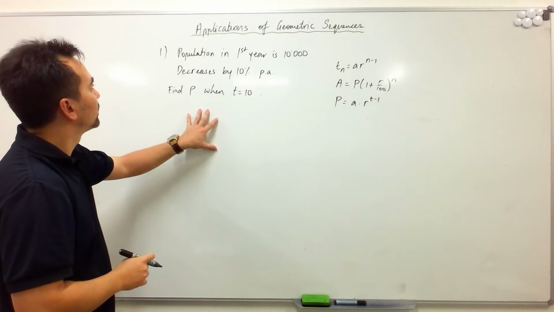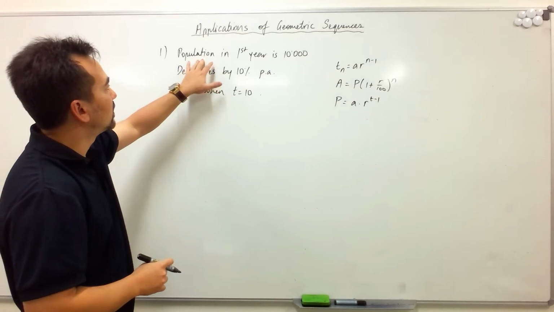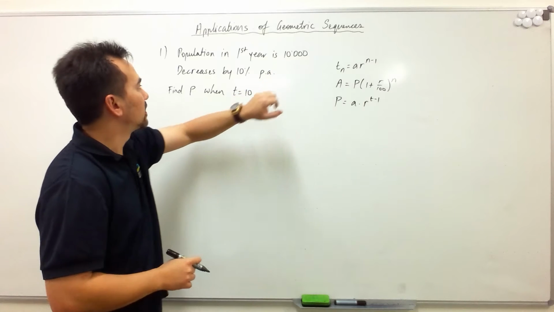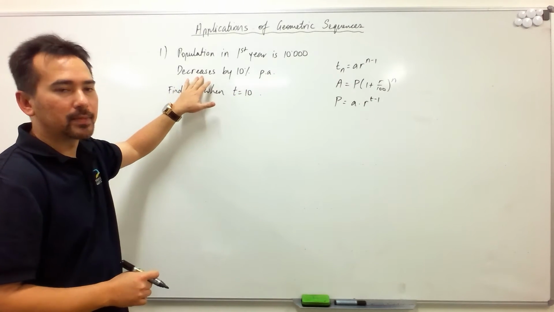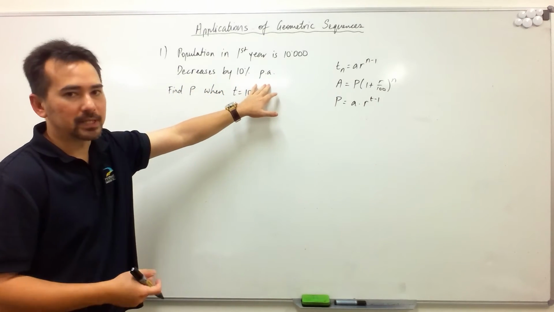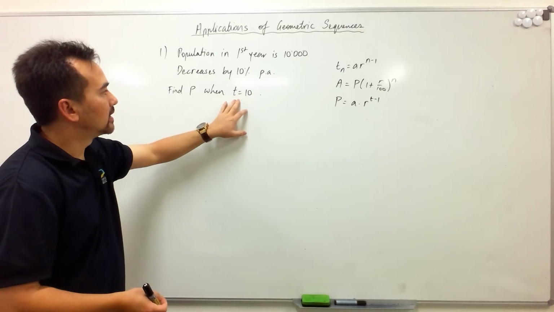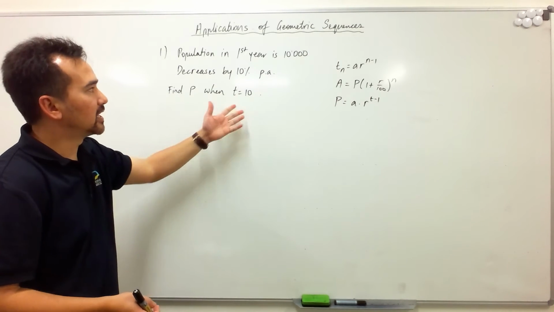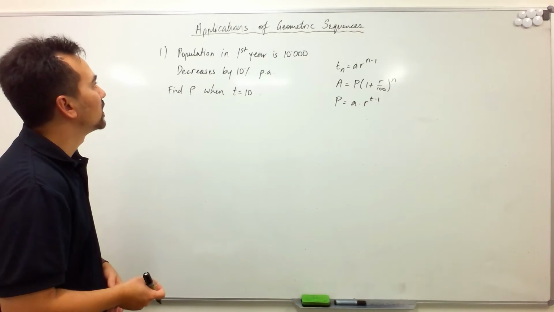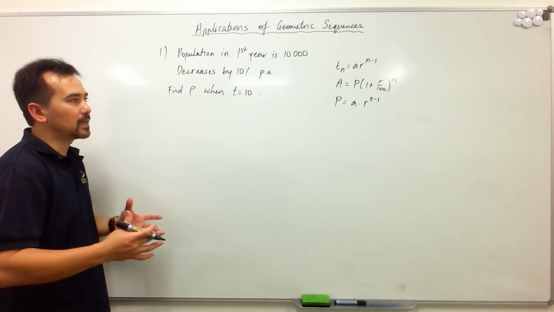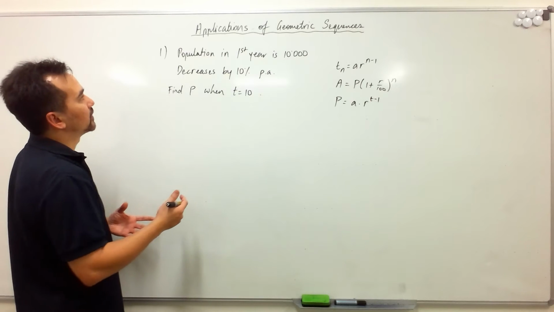Okay, so let's have a look at this context. We have the population in a town in the first year is 10,000 and it's decreasing by 10% per annum, that means per year. We need to find the population when t is equal to 10, so that's after 10 years. Alright, so let's establish our formula first.